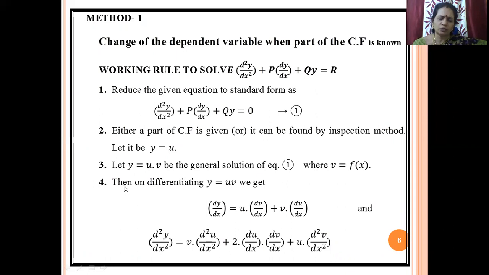Now coming to the fourth step, on differentiating y is equal to uv with respect to x, we will get this equation. In the same way, if we apply the second differentiation again, then we will get this equation.